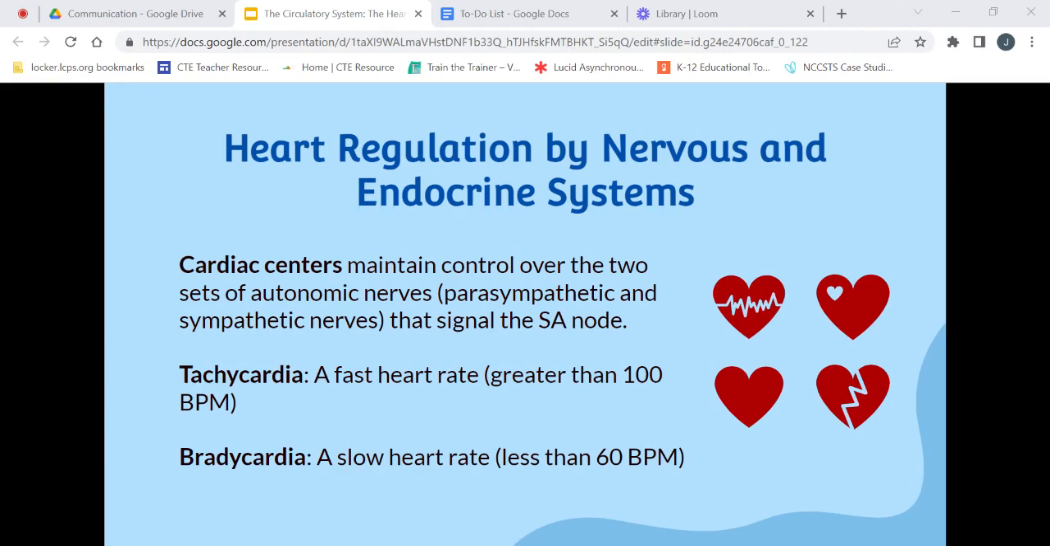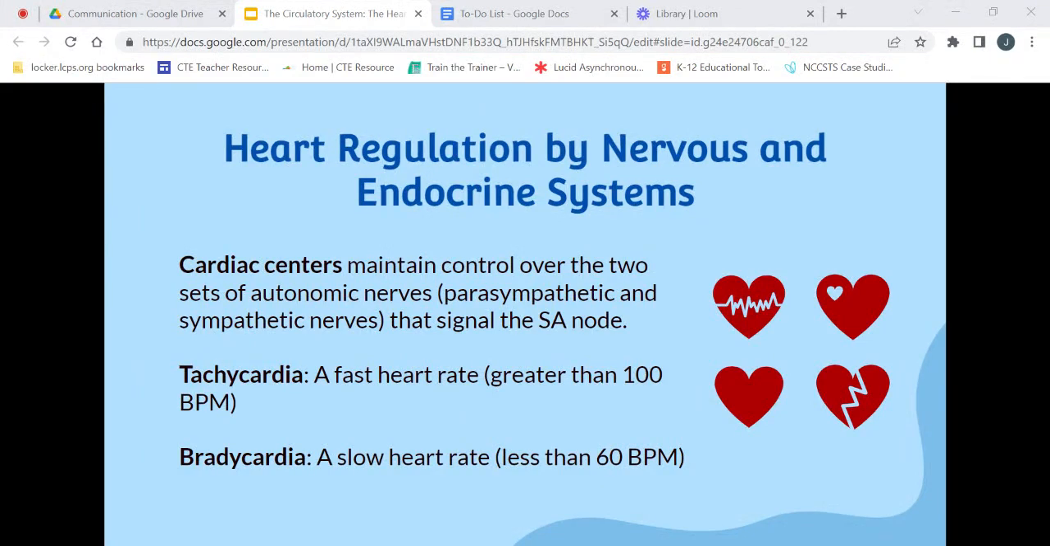Parasympathetic and sympathetic nerves have opposite effects on heart rate. Parasympathetic nerves release the neurotransmitter acetylcholine, which slows heart rate. Sympathetic nerves release norepinephrine, which speeds the heart rate and increases the strength of contraction.